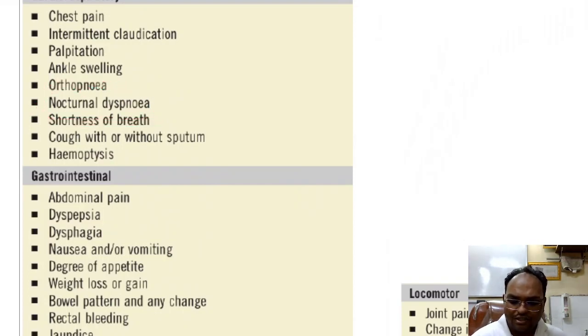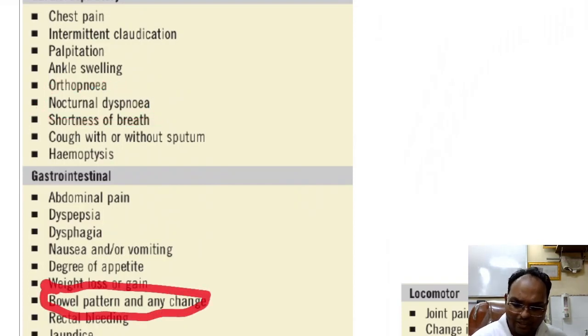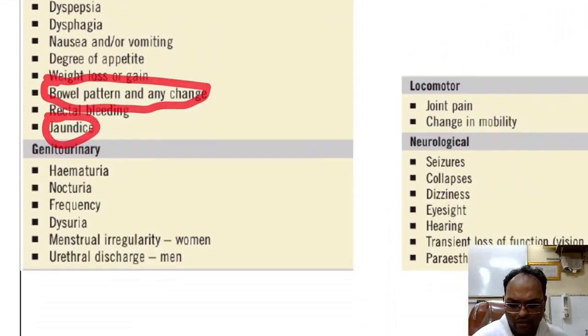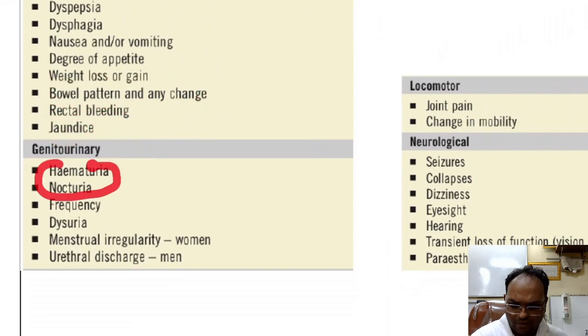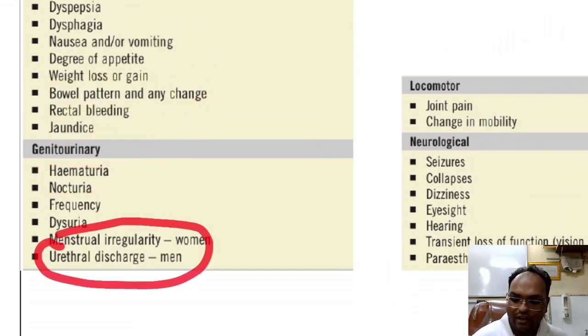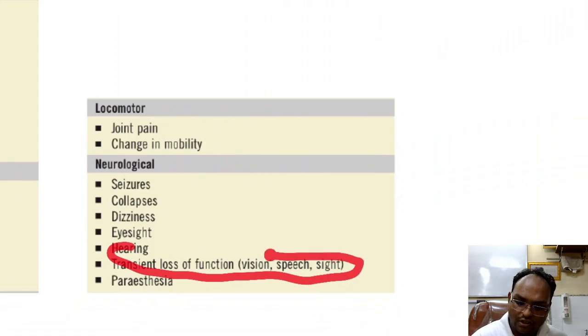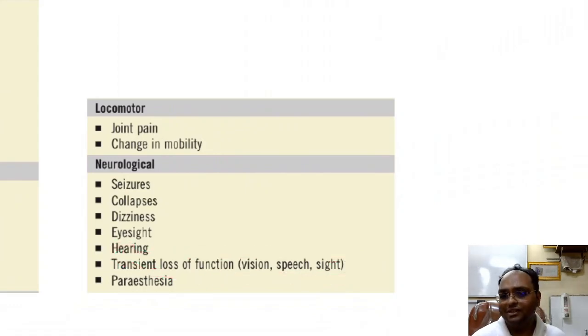Then gastrointestinal, you will have bowel pattern, rectal bleed, any jaundice, in genitourinary, hematuria, nocturia, increased frequency at night, urethral discharge in men, menstrual irregularity in women. Neurological, you will have seizures, collapses, transient loss of function, that is vision, speech and sight, and paresthesias.